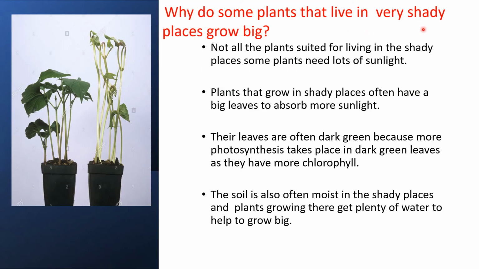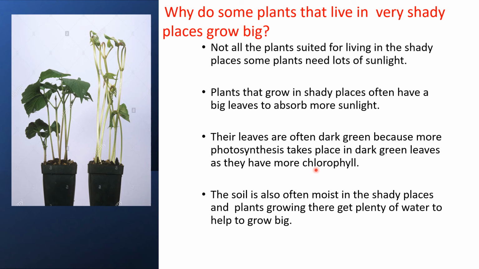Why do some plants that live in very shady places grow big? Not all plants are suitable for living in shady places, but some plants need lots of sunlight. Plants that grow in shady places have big leaves that absorb more sunlight. Their leaves are often dark green because more photosynthesis takes place in dark green leaves, and they have more chlorophyll. Plants need light.